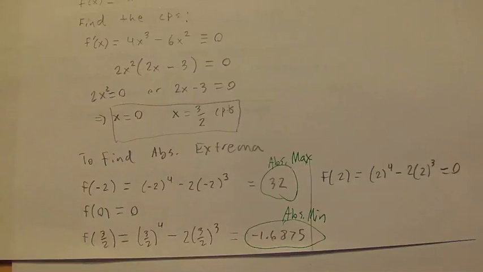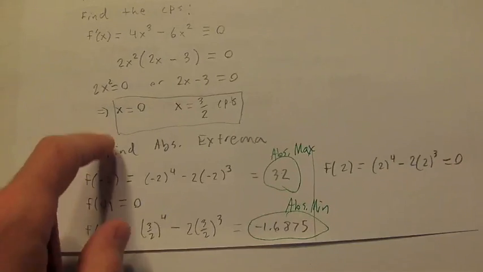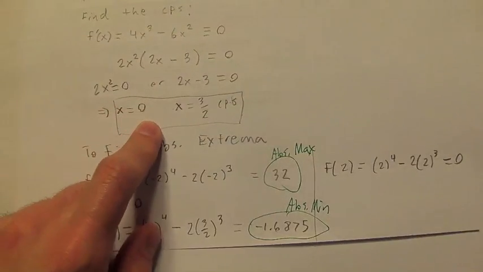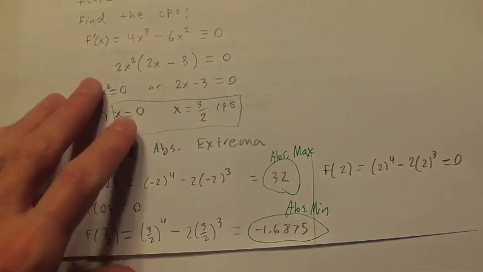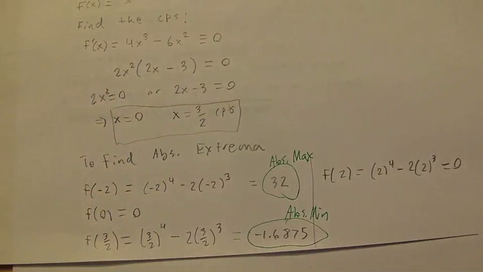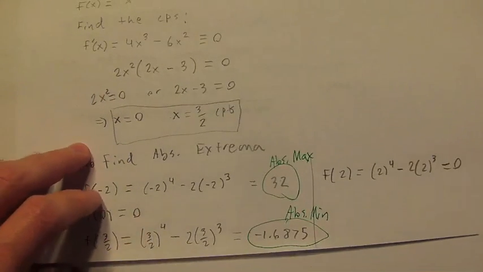Okay, and that's basically what I mean by you just plug the values into the original function and see which is the highest. Now you've got to plug it back into f, not f prime. We're done with f prime once we find the critical points. After that, we're just plugging in to find the absolute max and min. So the absolute max is at -2, the absolute min is at 3/2.